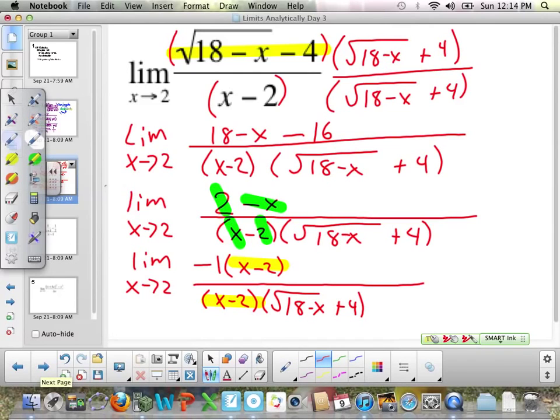And when we plug in 2, we got negative 1 up top. On the bottom, we got 18 minus 2 is 16. The square root of 16 is 4. Plus 4 is 8.